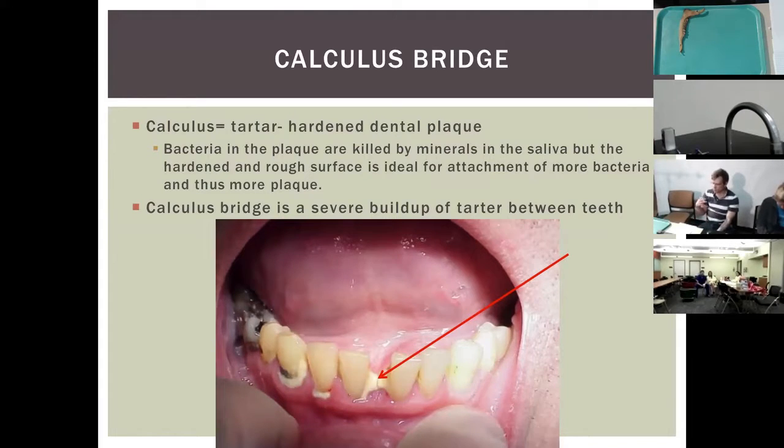So more bacteria get onto the tartar, and then you get more plaque, and then you get more tartar. If you don't have your teeth cleaned regularly, you can get what's called a calculus bridge, which is this buildup of tartar that can occur on the teeth. It's this hardened substance, and in this case, it actually pushed these teeth apart. You can see there's a crack here, because these teeth were once closer together and started getting pulled further and further apart by that tartar buildup.